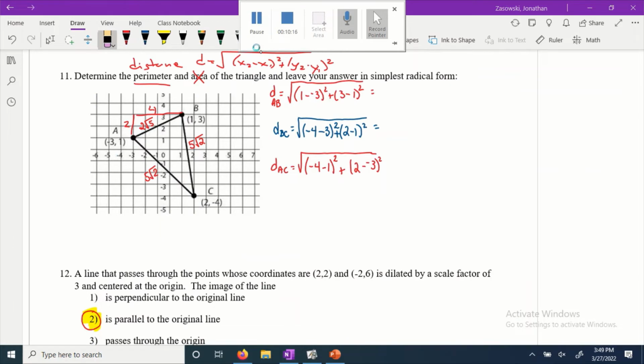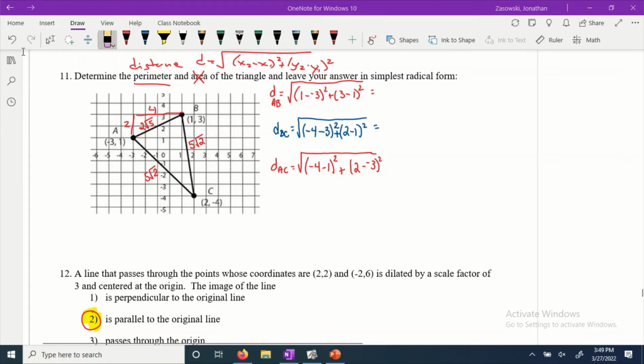Okay, for number 11, we're not going to have to do area on the test coming up tomorrow. We are going to do distance. So remember, distance, or perimeter, is the distance for all the sides. So you can count either the rise and the run for each point, or plug into the distance formula using the coordinates. So I'm going to put little AB, BC, and AC here so we know which is which, and then we just plug in.